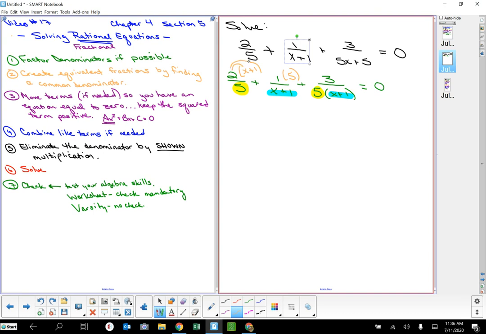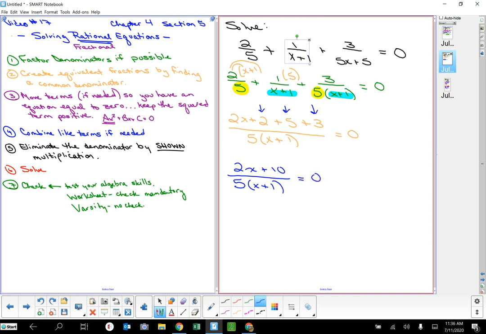So now I'm going to distribute my numerator. So I have 2x plus 2 plus 5 plus 3 all over the 2 separate denominators, 5 times x plus 1, and it equals 0. And step 3, purple, move terms if needed so you have an equation equal to 0. Well, we already do, so we can skip that step. Step number 4, combine like terms if necessary, and we can do that. We have a 2x, and then we have 2 plus 5 plus 3, so that's 10. And then we have over 5 times x plus 1 equals 0.